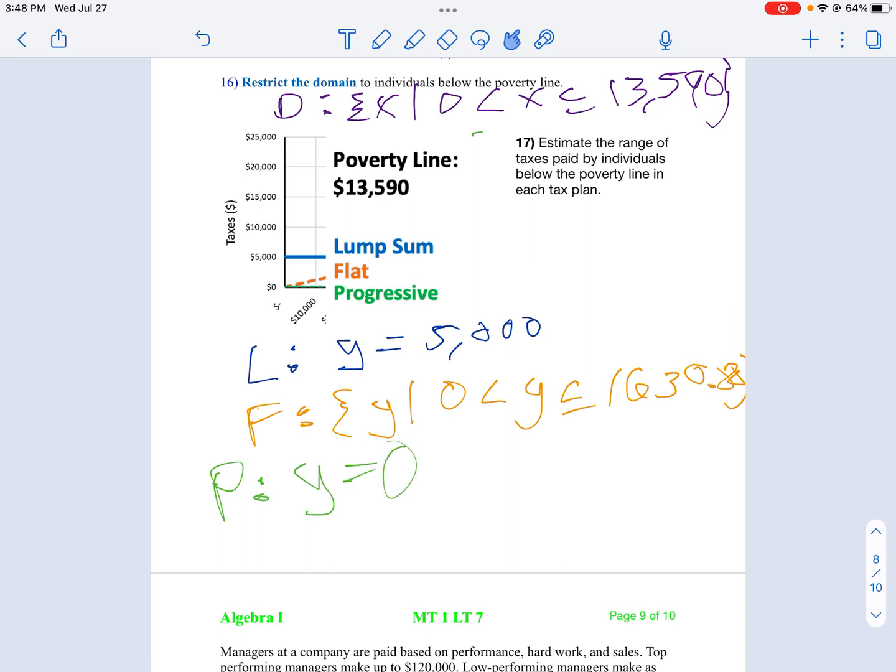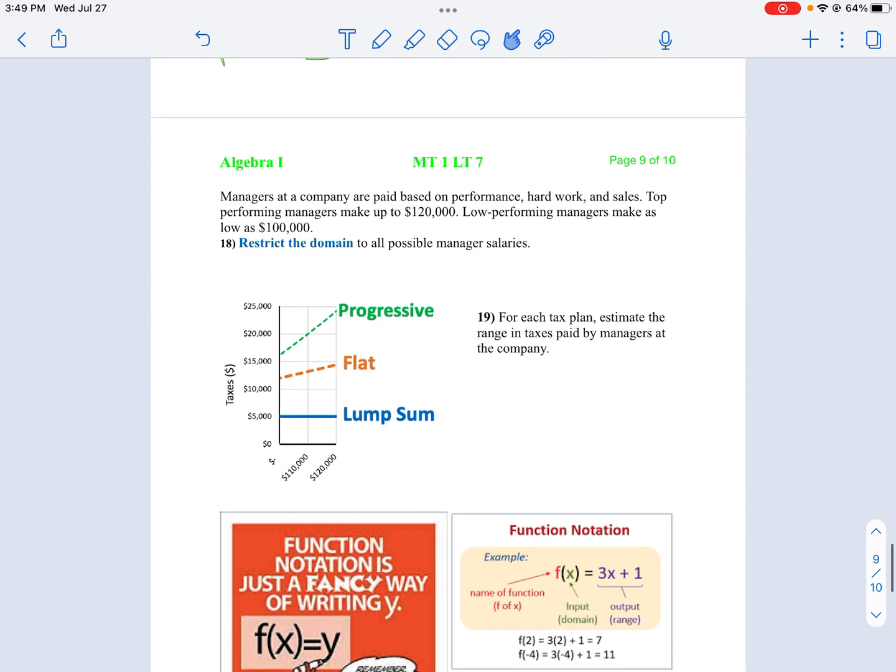Now, we got one end. Let's take a look at our tax for another endpoint. Let's take a look at making more money. So let's say you're a manager of like a Walmart or a store. And the range of values for this particular salary is you can make up to $120,000, but everybody starts at $100,000. So first off, we're going to restrict our domain.